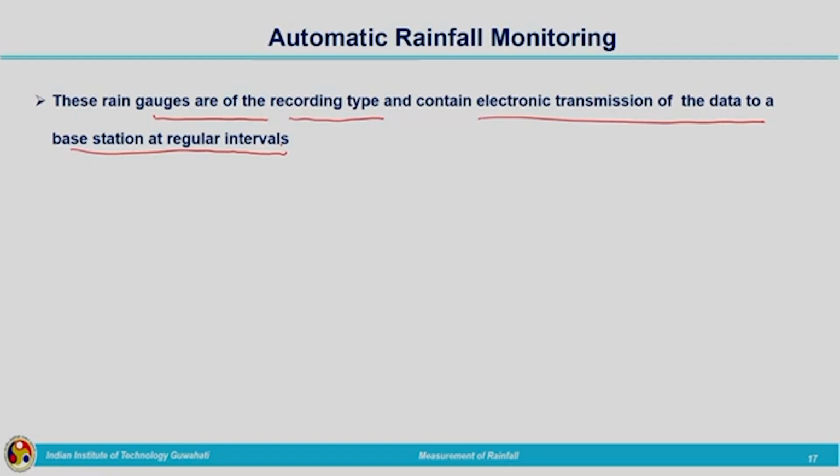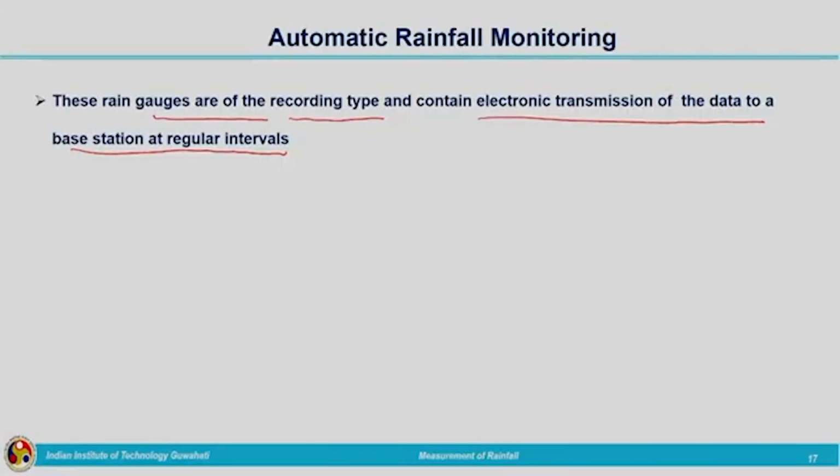Tipping bucket, how it works, we have seen. With that interval, the data will be transmitted to a base station. So, there is a network of automatic rain gauges or automatic weather stations, with different equipment. It will have a tipping bucket rain gauge and other atmospheric parameters such as temperature measurement.